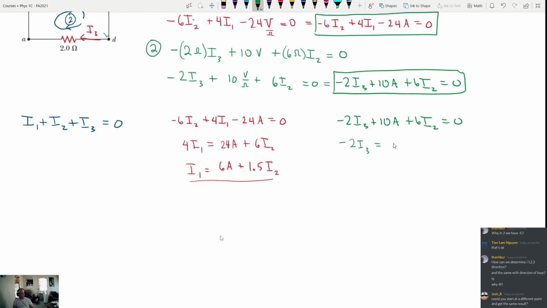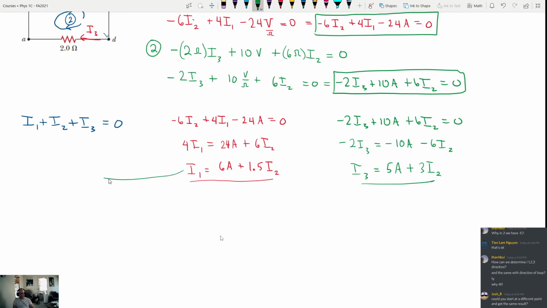Same thing over here. So we'll subtract the 10 amps and the 6I2, and then we'll divide through everything by -2. So we'll get I3 is equal to -10 over -2, which is 5 amps, and then -6 over -2 is +3 I2. Like that.